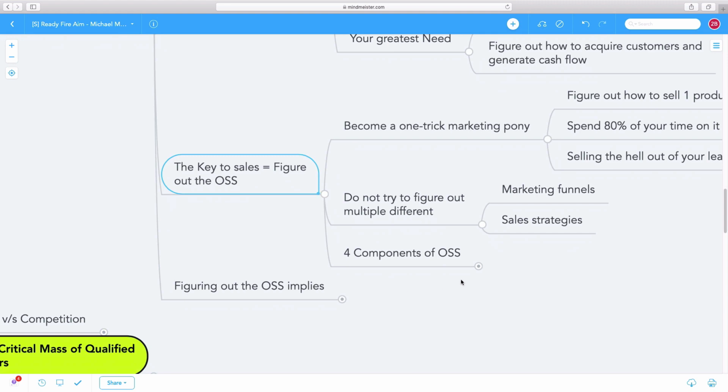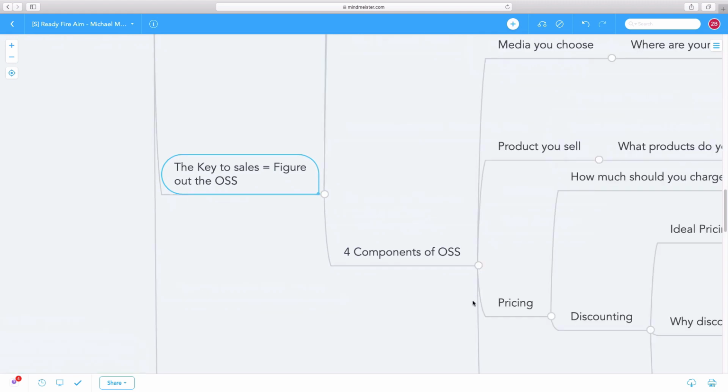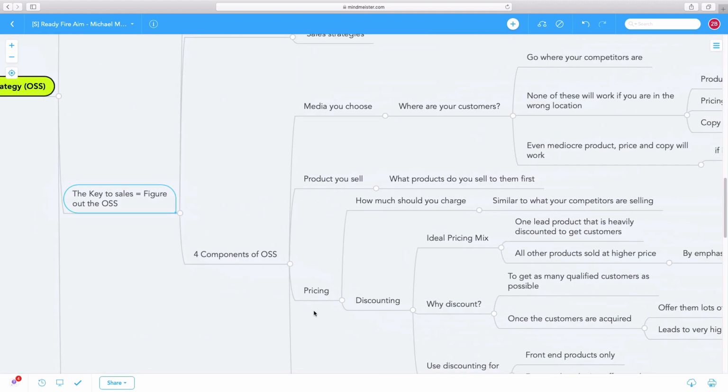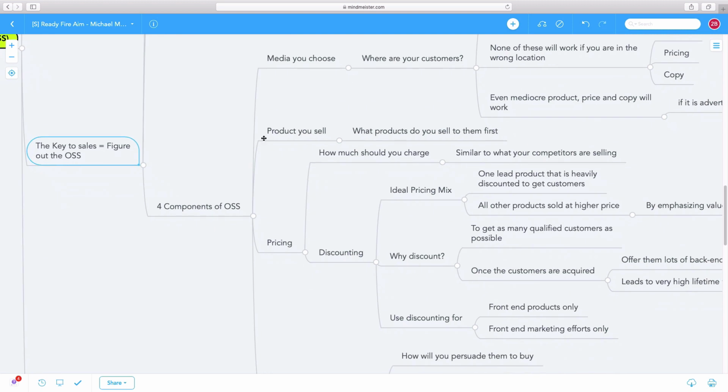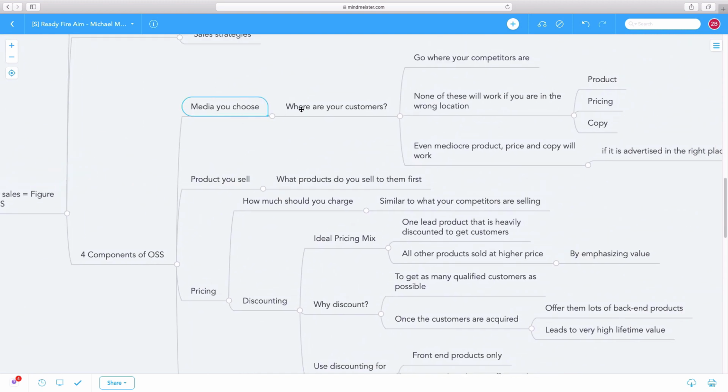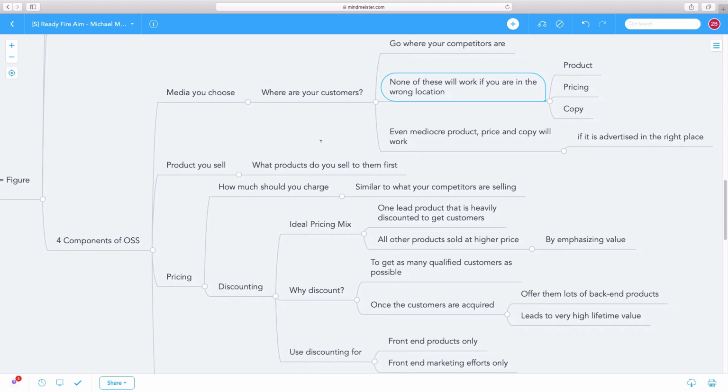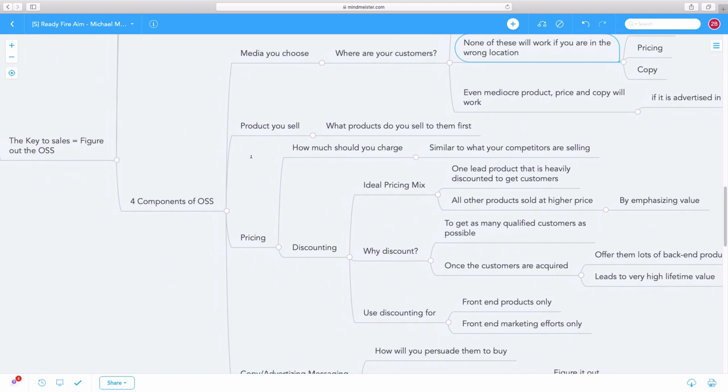You just need one simple optimum sales strategy to make it all work. And there are four components of your optimum sales strategy. First of which is the media. Understanding where your customers are. Go where your competitors are because that's where your customers are. And that's the first element of your OSS, your optimum selling system.